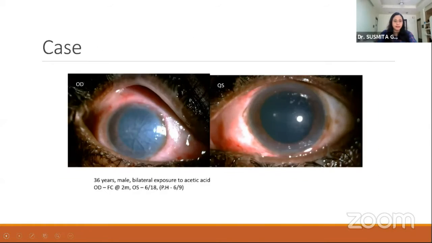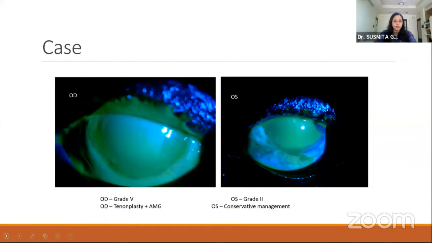This was another gentleman, 36 years old, who got exposed to acetic acid while at work. In the right eye, the exposure was much more than in the left eye, and he had finger counting vision in the right eye. Following fluorescein staining, we could see that the right eye was grade 5 as per the Dua classification, while the left eye was better off, grade 2. So in the left eye we continued with conservative management, and in the right eye we did the tenonplasty along with AMG.